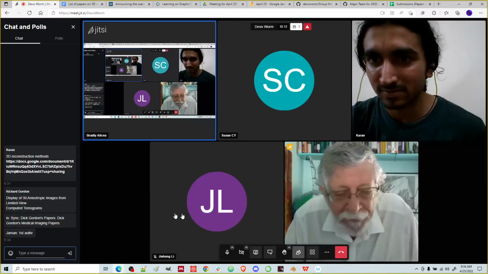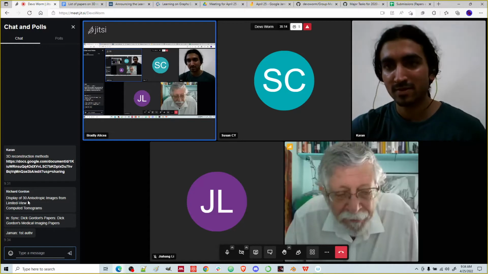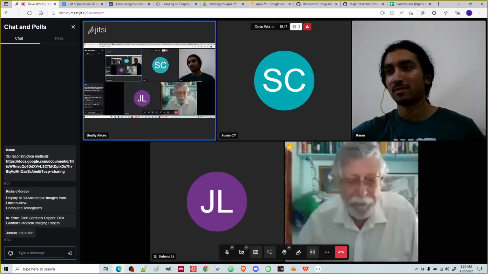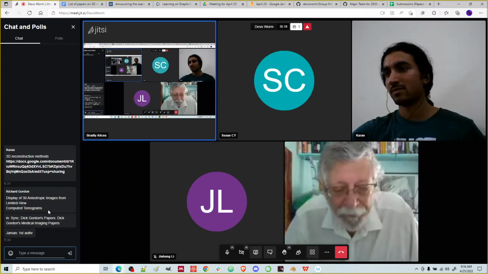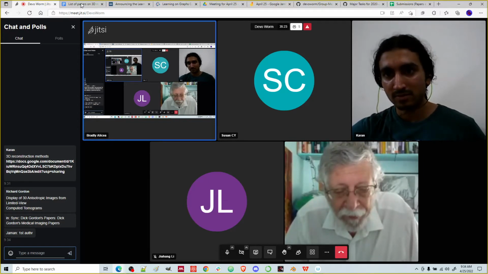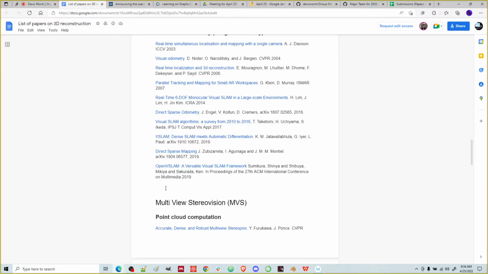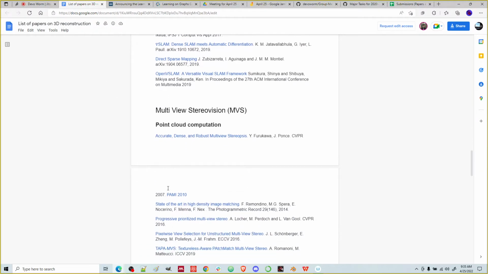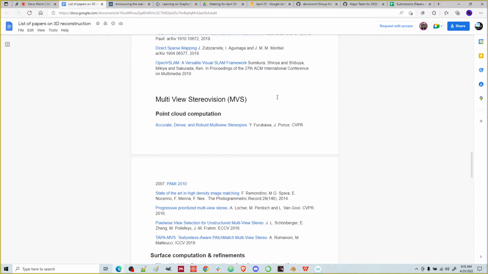Okay. So this is display of anisotropic images from limited view computed tomograms. So that should be Jaman as the first author. Yeah. So then there's multi-view stereo vision. What can you tell us a little bit about that?